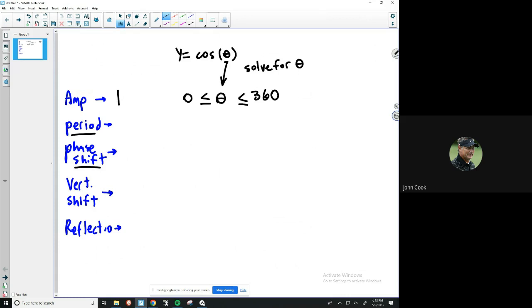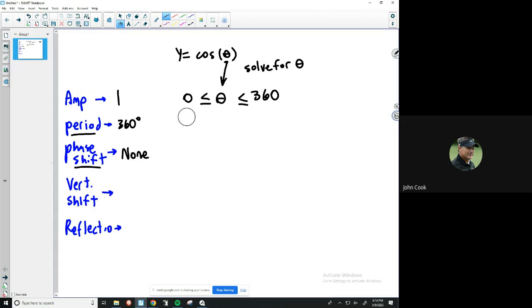So the period in this case, since theta is already solved, there's no shift in the phase, and there's no difference in the period. So the period is still going to be 360 degrees. The phase shift, there is none. And the reason why there's none is because this thing stays at zero. So that's what I look for when I look for my phase shift.